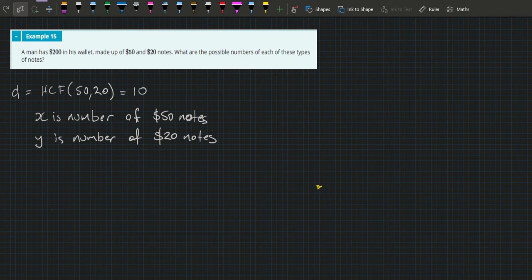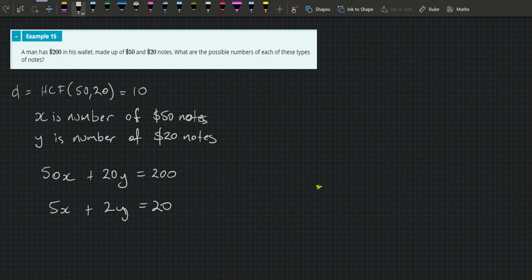Now, x is the number of $50 notes, y is the number of $20 notes. So my dollar value will be 50 times the number of $50 notes plus 20 times the number of $20 notes has to equal 200 in total. So I'm going to divide these both by 10 first, otherwise it gets harder. So 5x + 2y = 20.